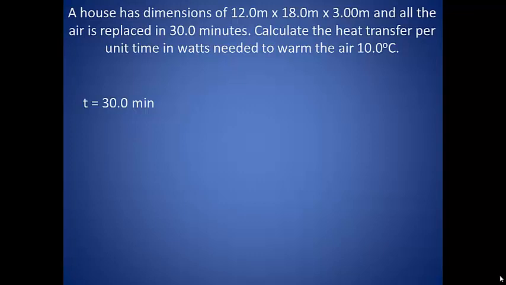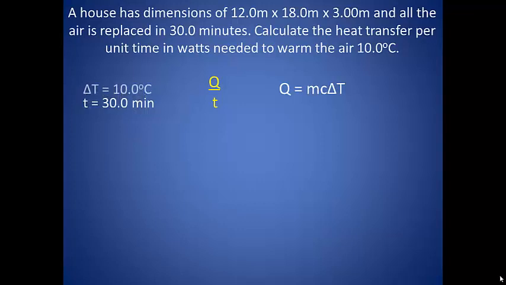Calculate the heat transfer per unit time in watts needed to warm the air 10 degrees Celsius. So the idea here is the air inside the house is being replaced by convection alone. Ultimately, we are looking for an amount of heat transferred over a certain amount of time. To find heat, we can use our heat capacity equation, but we would need to know the mass of the air, the specific heat of the air, and the change in the temperature.